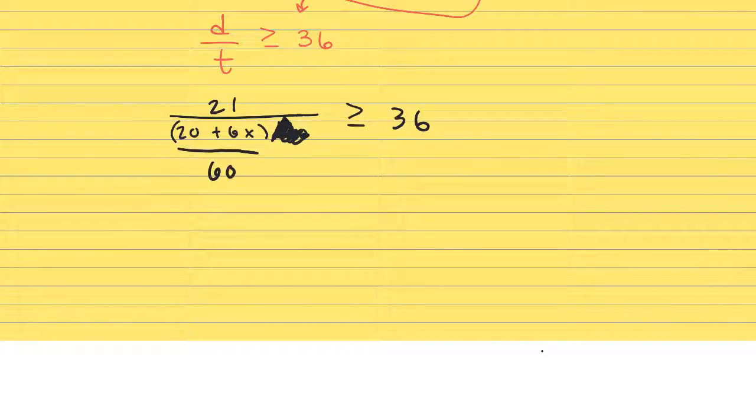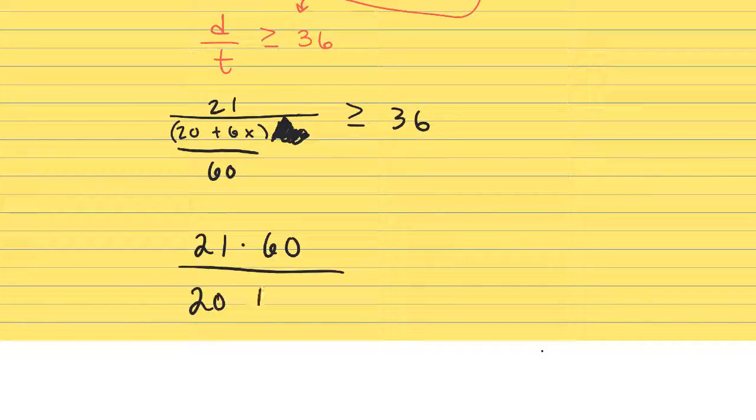So when I see a denominator in a denominator, bump that denominator up to the numerator. That divided by 60 really means that this becomes 21 times 60 over 20 plus 6x, still greater than or equal to 36. Again, dividing by a fraction means multiply by the reciprocal of that fraction. This is what it becomes here. I'd have to do a little bit of work, right? I'd have to multiply these two and move this entire term up to the top.